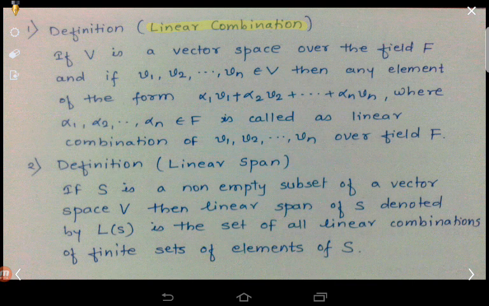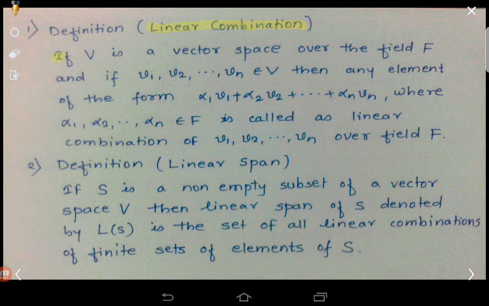If you take the multiplication of one scalar and one vector, since V is a vector space, this scalar multiplication is again a member of V. So again alpha 1 V1 is a vector, and addition of vectors is allowed, because V is a vector space. If we multiply each vector by each scalar and add them, whatever we get, that expression is called a linear combination of these vectors over the field F.